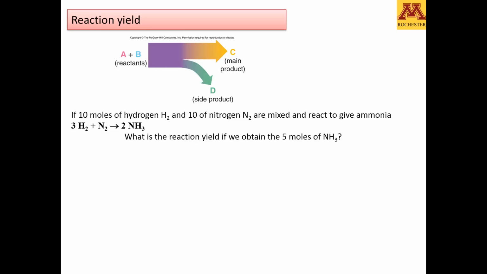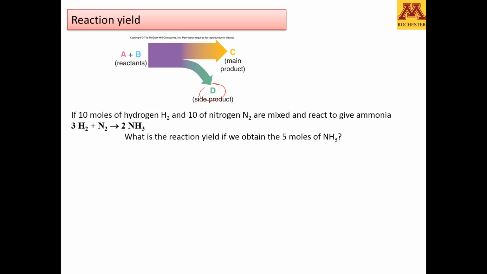Another important concept in stoichiometry that we will apply many times in our problems is the reaction yield. The reaction yield is when reactions do not give the 100% of what is predicted. And that's a very realistic view on reactions because practically there is no reaction that gives the 100% of what it's predicted. There's always a side product, as shown here.